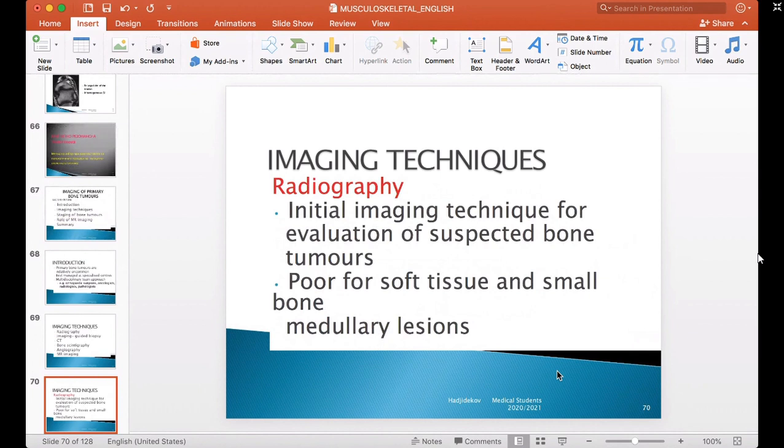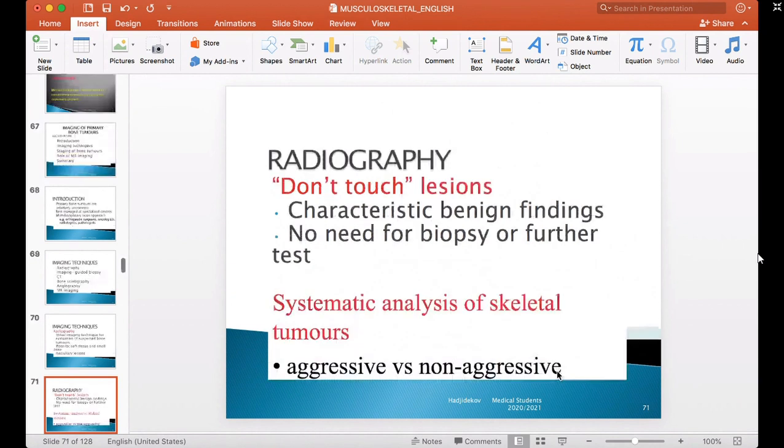So when should we perform radiography? Radiography is considered an initial imaging technique for evaluation of suspected bone tumors. It has a poor diagnostic value for soft tissues and very small bone medullary lesions. We will miss them, we will not see them. In radiography, we have the so-called don't touch lesions. Some benign findings don't need a biopsy, or they don't need to be investigated further by other modalities.